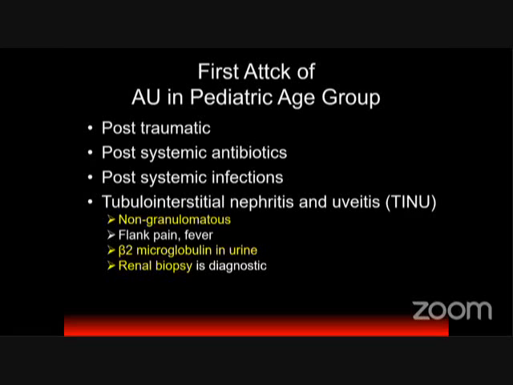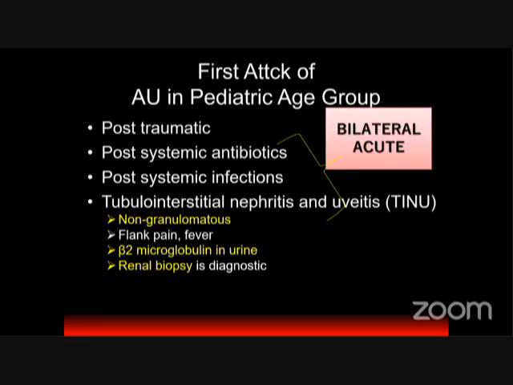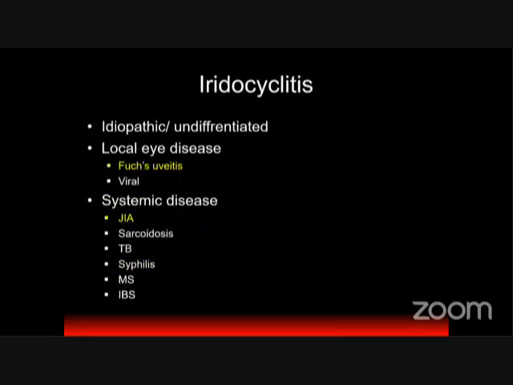We tested by looking at the beta 2 microglobulin in urine, which usually is not present. They're present in very minimal amounts, but if it's high, that's significant. And then we send the patient to nephrology for a biopsy. Okay, just remember these are patients with bilateral acute anterior uveitis.